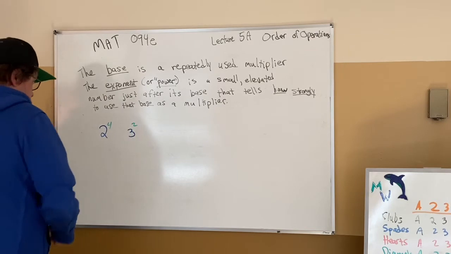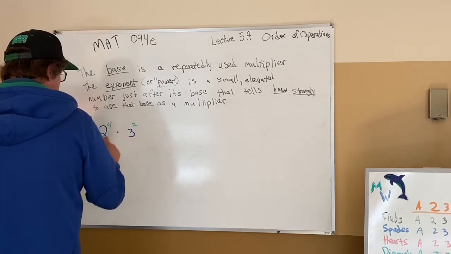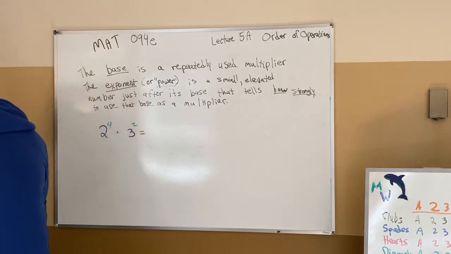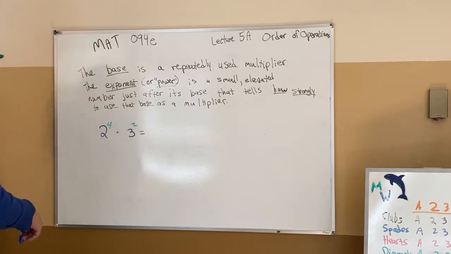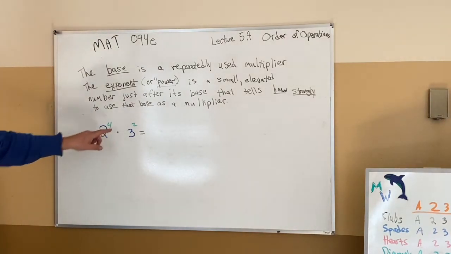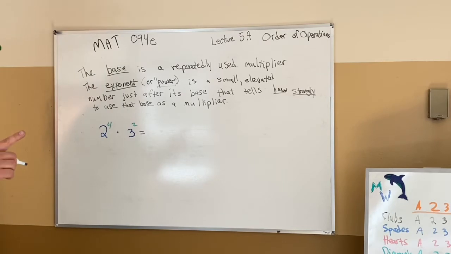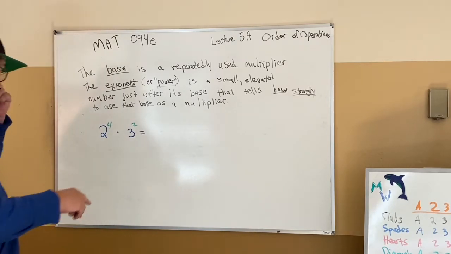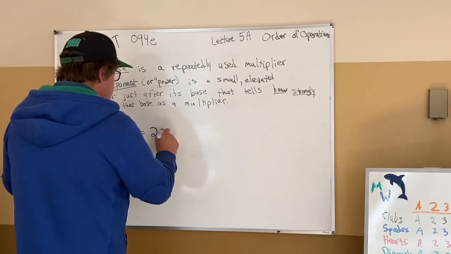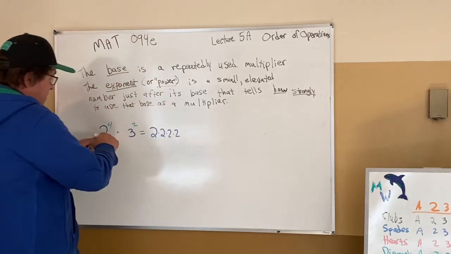And then let's say that there's multiplication going on between them. What does that mean? Well, we've got the base of 2 and the power of 4, which means I have several 2's. How many do I have? I have 4, but I don't have 2 plus 2 plus 2 plus 2. I have 2 times 2 times 2 times 2. So this is not 2 times 4.